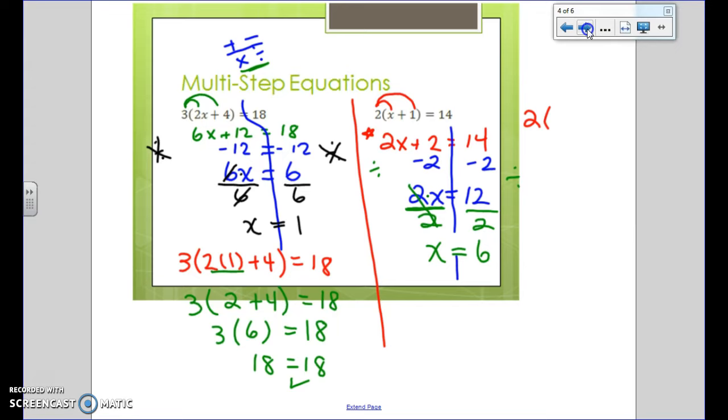I'm going to write down the equation exactly the same way with empty parentheses where my variable used to be. Oops, ran out of room there. And I'm going to put in the 6. And so as I'm simplifying, I know that 6 plus 1 is 7, and that's equal to 14 still. And 2 times 7 is 14. So I see that 14 equals 14. I must have the correct solution for the variable to balance the equation.